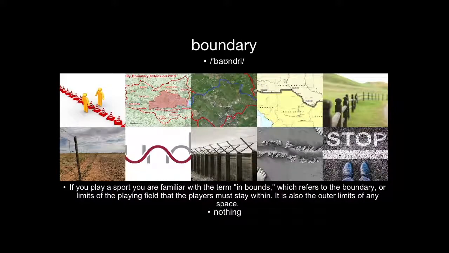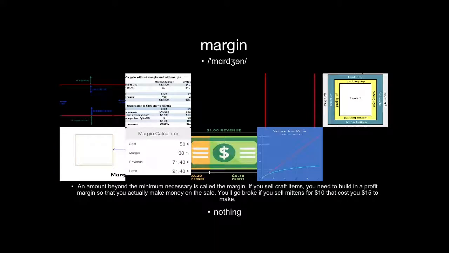Boundary. If you play a sport, you are familiar with the term in bounds, which refers to the boundary, or limits of the playing field that the players must stay within. Margin. An amount beyond the minimum necessary is called the margin. If you sell craft items, you need to build in a profit margin so that you actually make money on the sale.